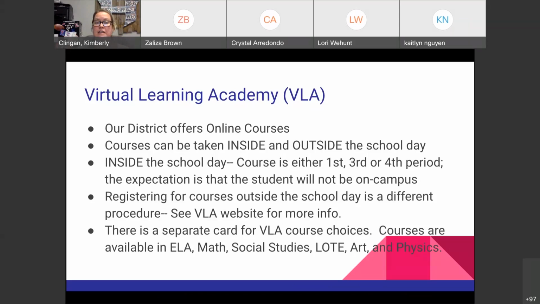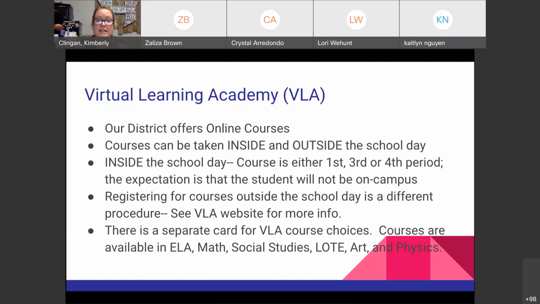The expectation is that a student is not on campus whenever they take the classes. If a student takes a class third period and they have a class that's fourth period, we're not going to be able to do that. There's not a supervised place for students to go to take classes. So usually students who have a third period VLA will have a fourth period VLA as well. We can work with your student on that schedule to try to make that happen.